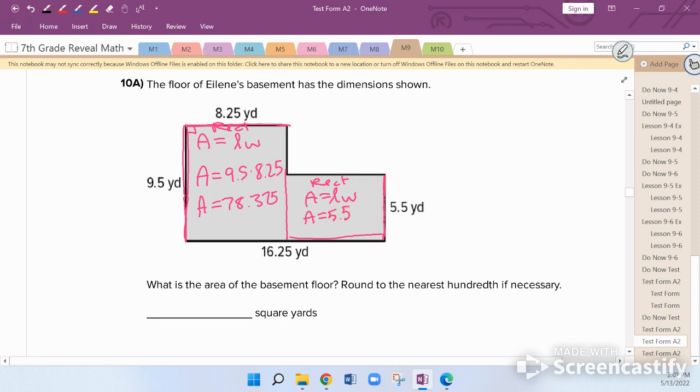And my other one, when I trace along the outside of this, I only get one number. I got the 5.5. But I don't have that other number. I know that 16.25 is that whole thing. But I don't know what this little portion of the rectangle is. Can anybody share with me how you found that little portion?